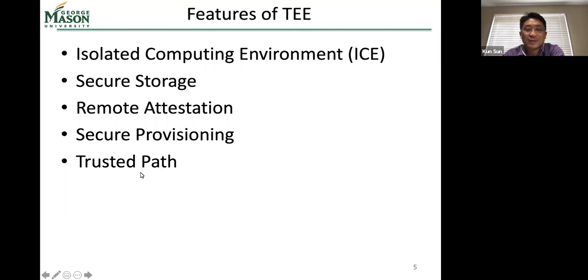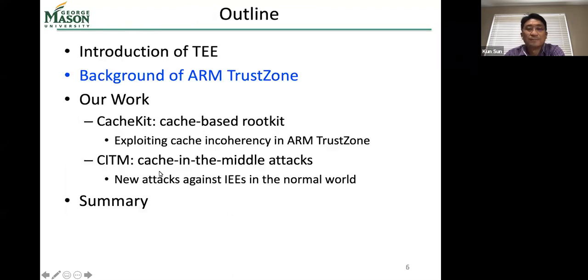And the trusted path: now we have two systems, one trusted system and one normal system, on the same device. They need to have some interaction between these two sides. How can we guarantee the IO communication channel between these two environments? That's called a trusted path. You can think of it as the input and output into the TEE.